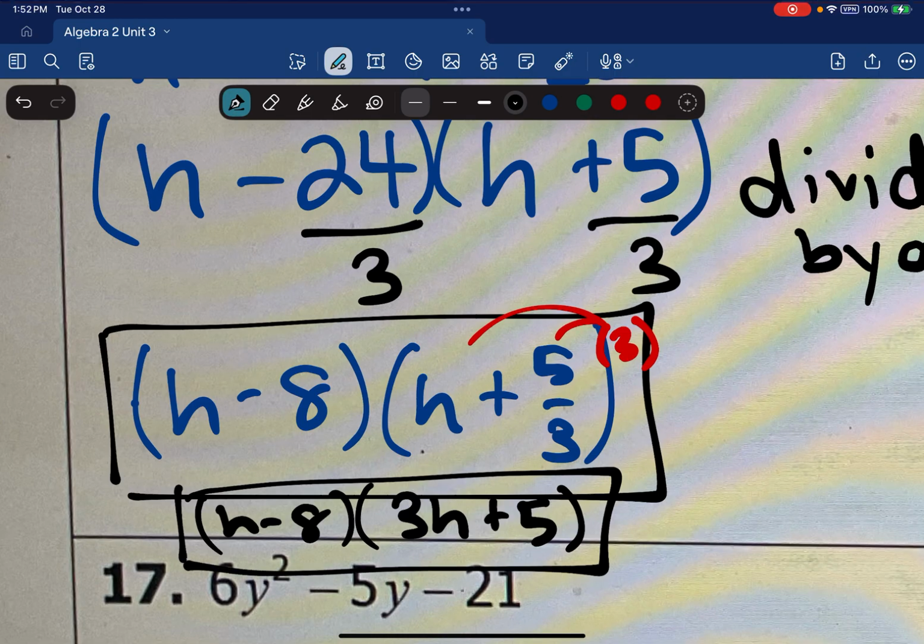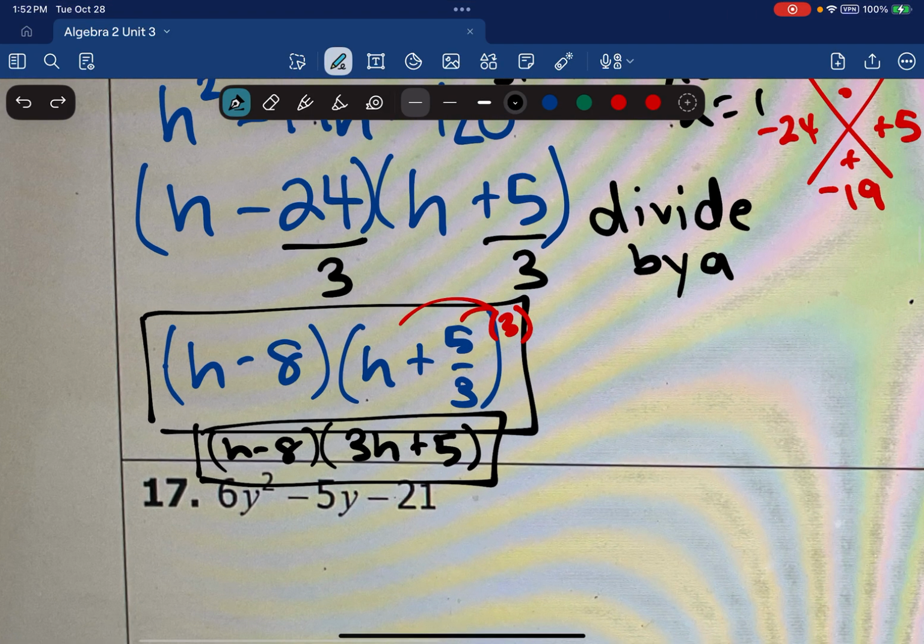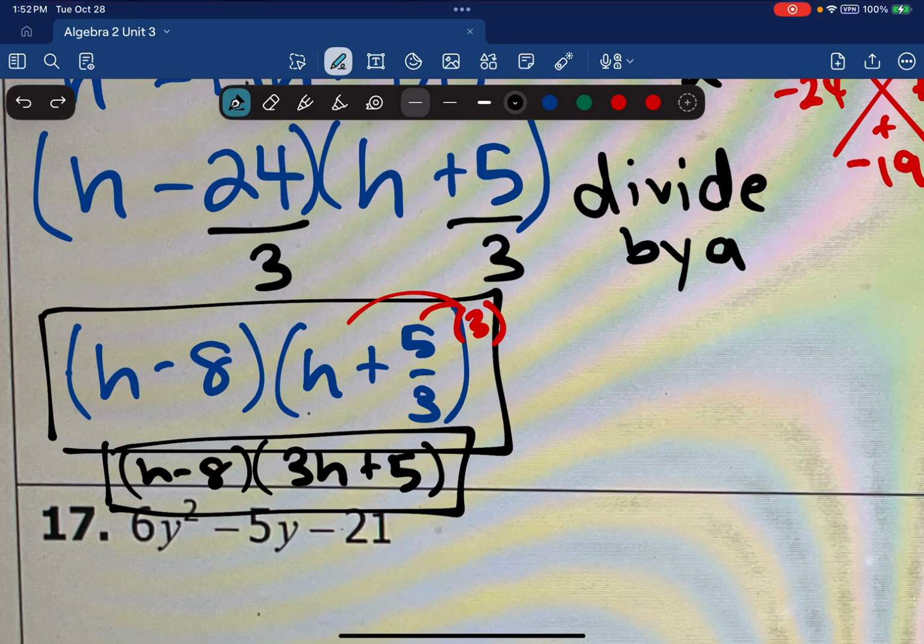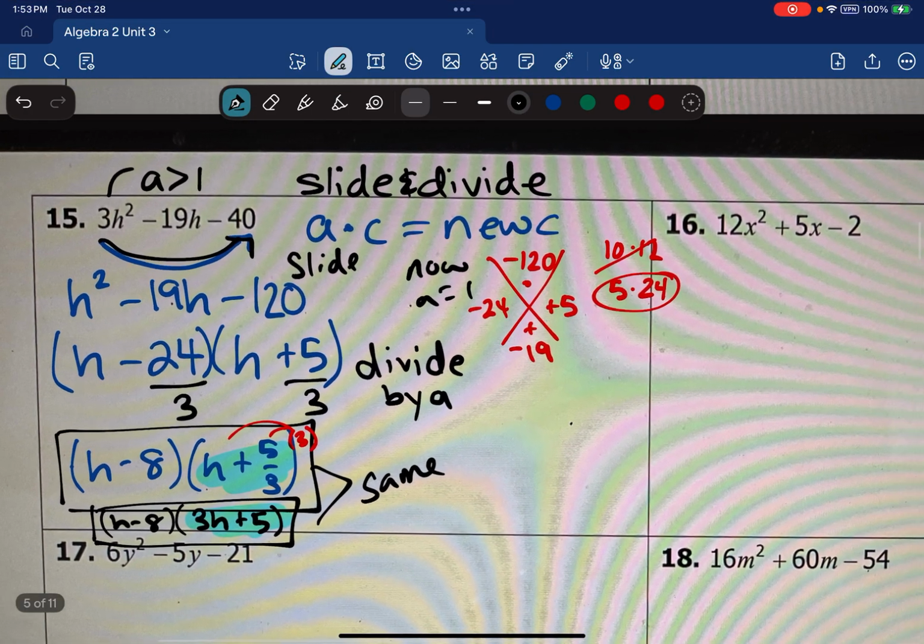Sometimes on Khan Academy, or when you're looking for the factors themselves and not solving, we want the whole numbers, not the fractions. I like the fractions because it's one less step in solving. So we're going to keep the fractions. I'm just letting you know that these two are the same. This means the same thing as this. Okay. All right, so that was slide and divide.